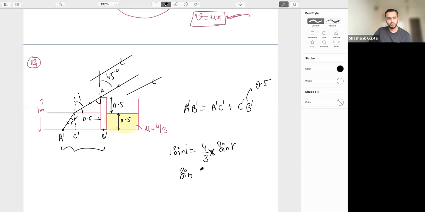So 1 sin I is equal to mu sin R. Sin I is already given as 45 degrees, so this will be 1 by root 2. So sin R is coming out to be 3 upon 4 root 2. Now just see in this triangle, which triangle? Triangle O A dash C dash. We actually want the tan, because we know OC is 0.5, we want AC.